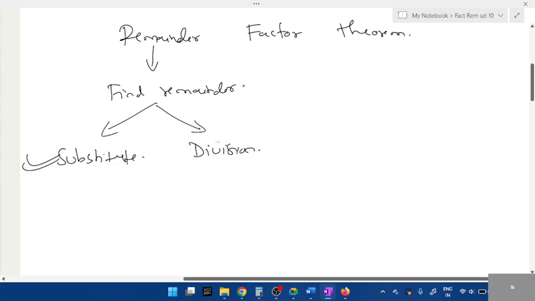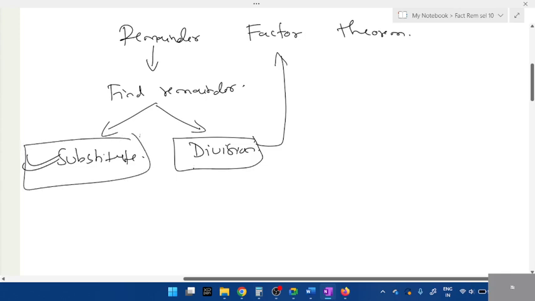This division method, whatever I'm teaching you now, is useful for the next exercise, that is factor theorem. Your first exercise, whatever we are studying now, is the remainder theorem. We use substitution and division, but mainly we use only substitution. So whenever they ask you to find the remainder, use substitution. Okay, let me teach you division now.